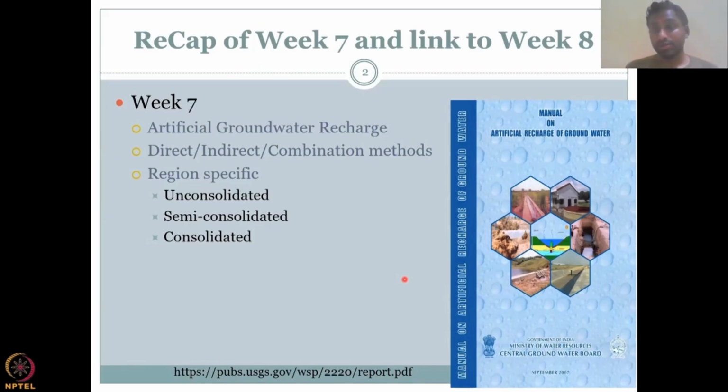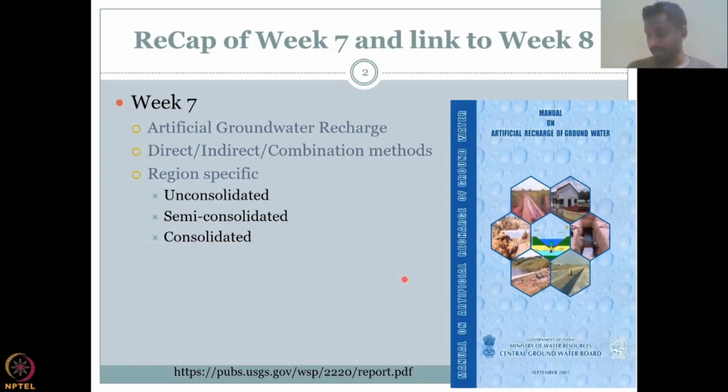Whereas your indirect method is that you pump in one region, and because of your extensive pumping, there is recharge or movement of water towards the well. You create the cone of depression and you can have indirect recharge. The best methods were found to be a combination of methods because most of these problems do not have one type of solution, and they should be region specific.